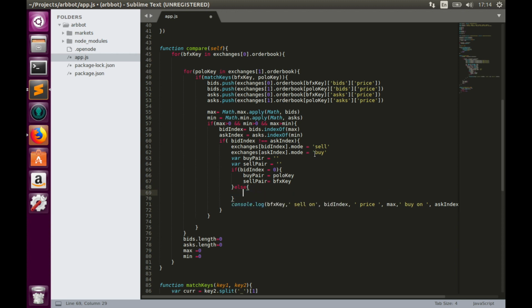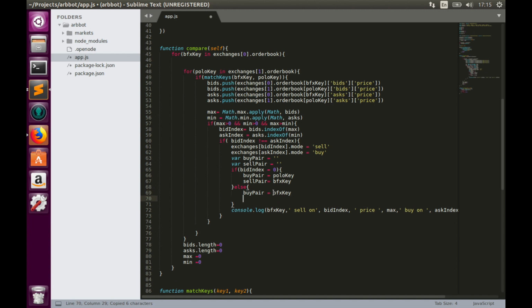Else, if bid index equals to 1, which means that we are selling on Poloniex, then buy pair equals to Bitfinex pair name and sell pair equals to Polo key. Okay, I need to correct myself in 2 equals.